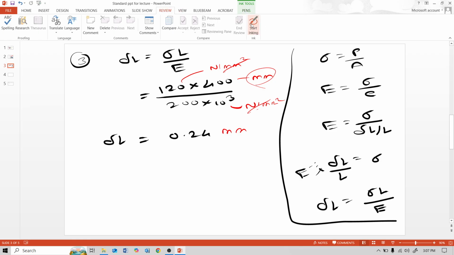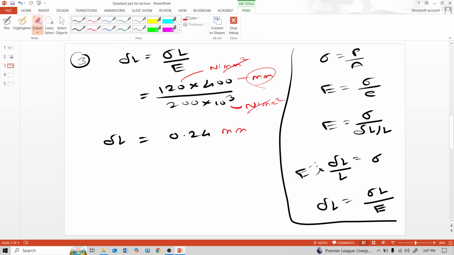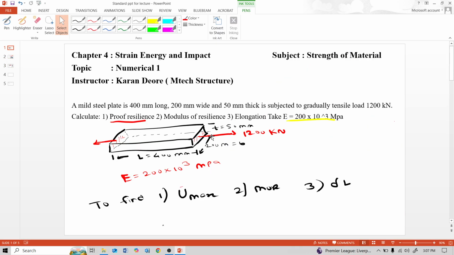Unit is very important. If you only put 0.024, there is meaningless data. If you don't put unit, data is meaningless. Always put unit. mm is important, 0.024 mm. So this is our numerical.